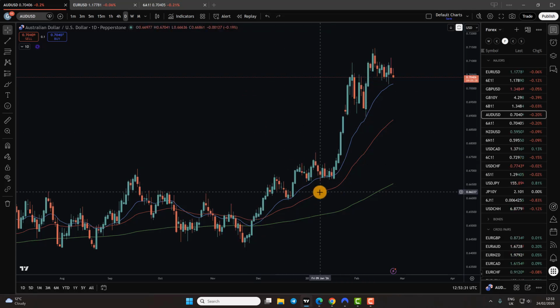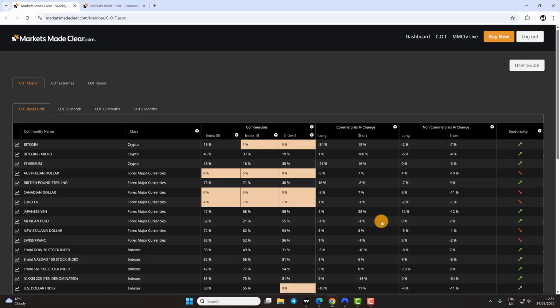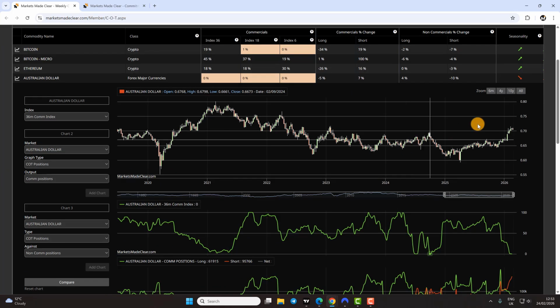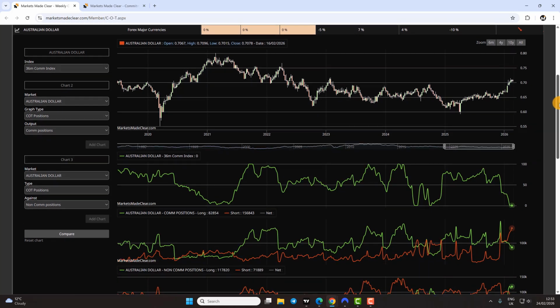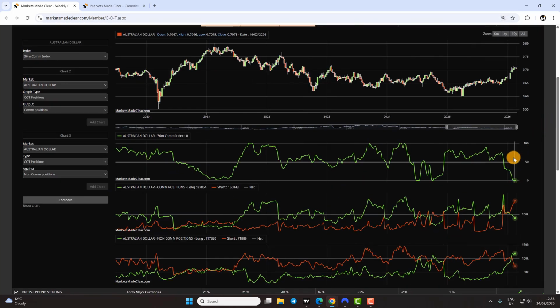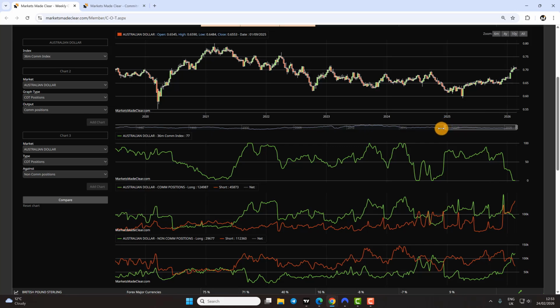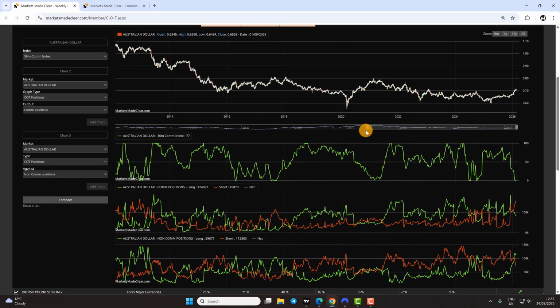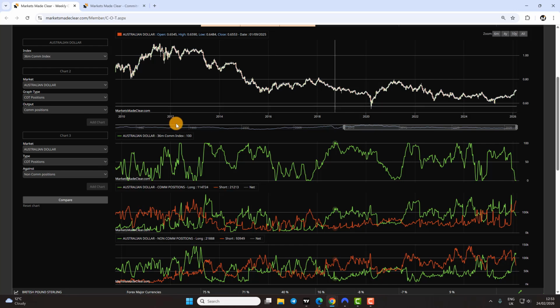But what I want to draw your attention to is what's happening under the surface. I want to take you over to the commitment of traders data that we have for the Australian dollar. And the really interesting thing here is understanding what is happening behind the scenes, what traders are actually doing, where is the money flowing in this market. To do that, I'm just going to show you a little bit of context historically. Go back over the last 15 years.